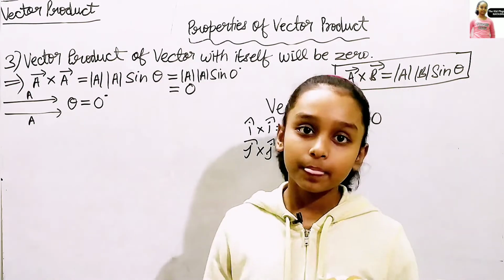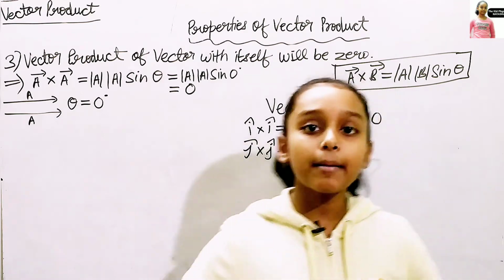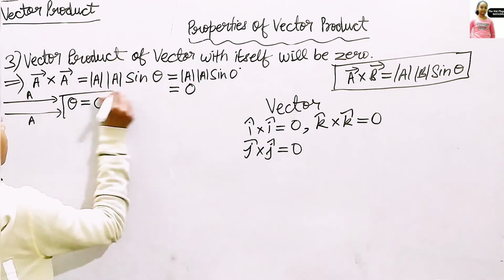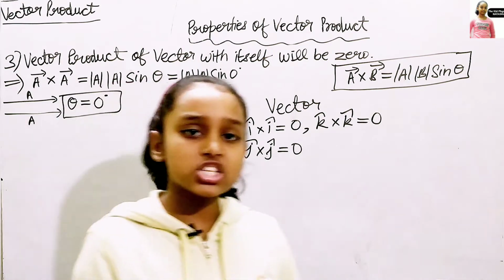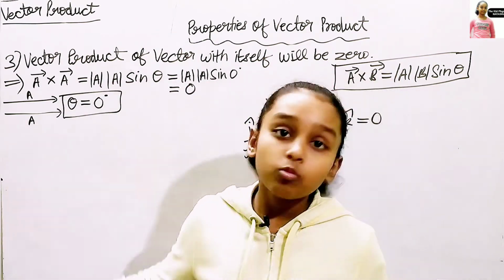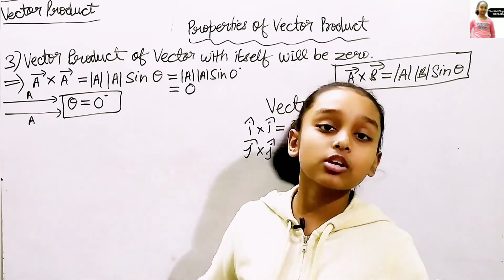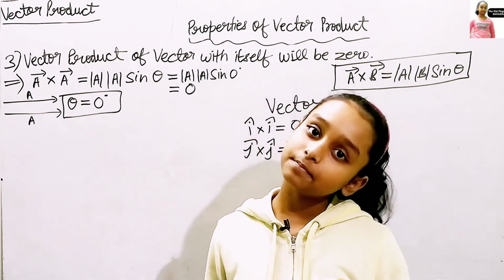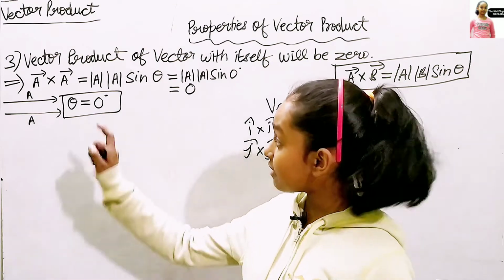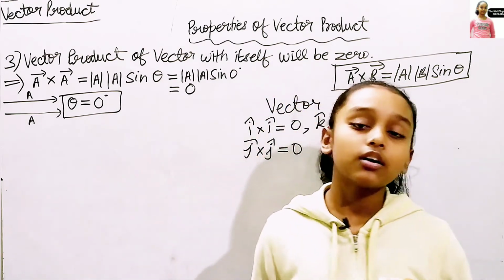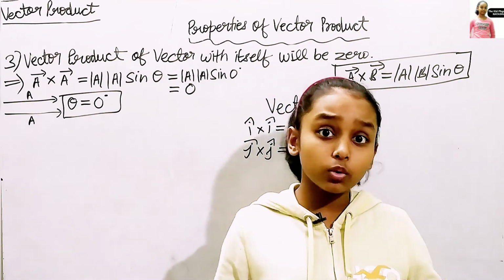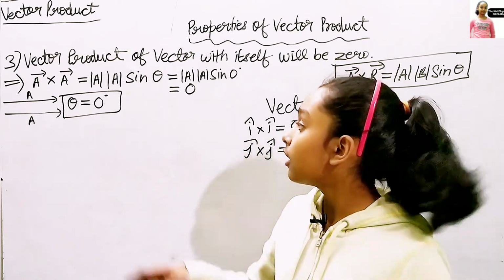So that's all for today. And remember that if a question says two vectors are parallel vectors, this means their theta will be 0 degrees. Okay, got it? So we can easily find theta through this hint.